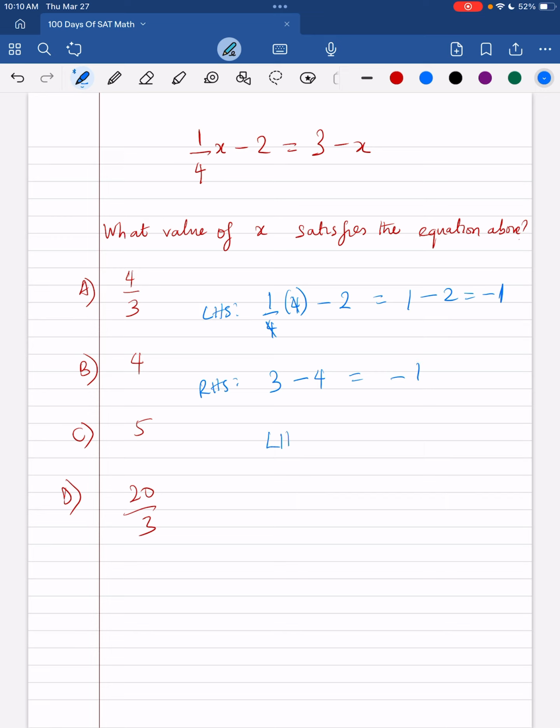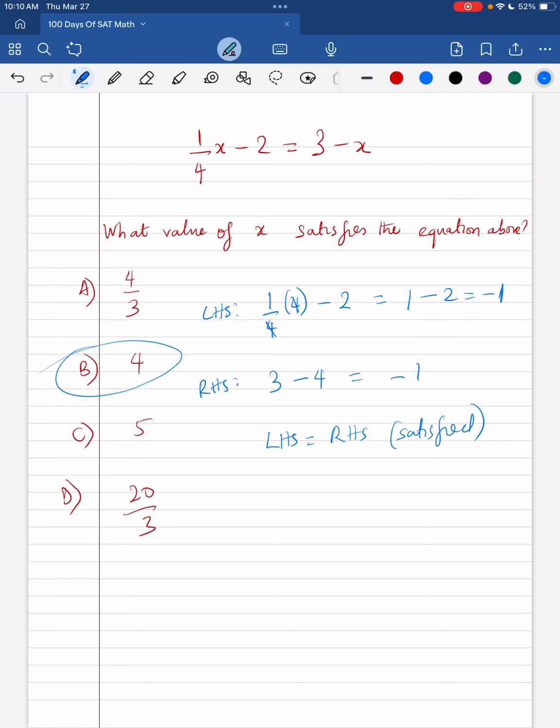So the left hand side is equal to the right hand side, which shows that the equation is satisfied. Therefore, the correct answer here is 4. So this is a specific tip for the SAT. You can substitute each value of the option into the equation to see which one correctly satisfies the equation, and that will be your answer. That makes things easier for you.